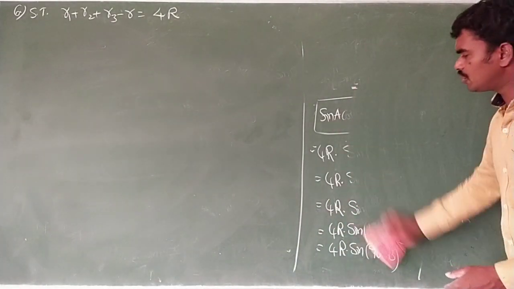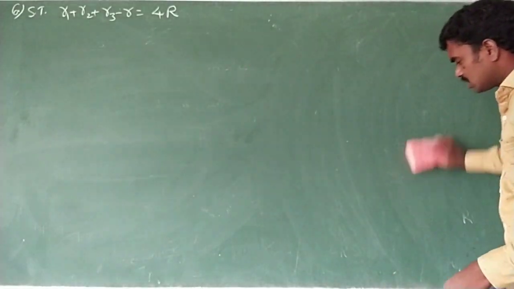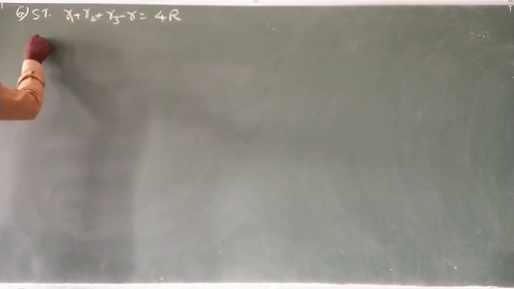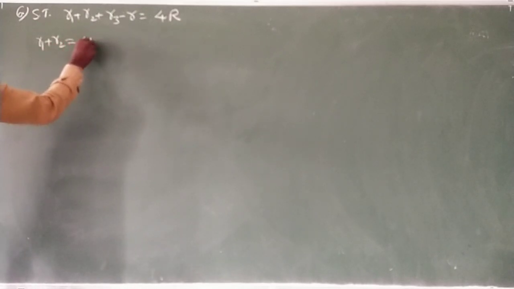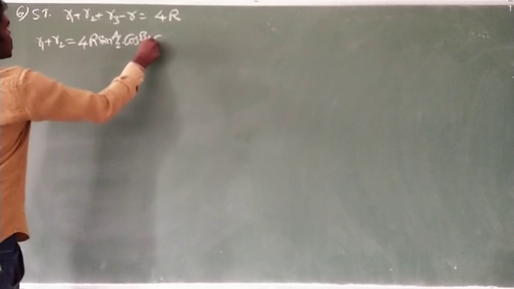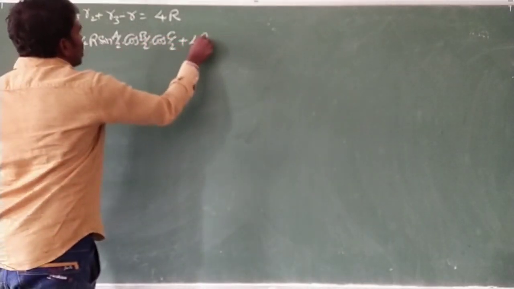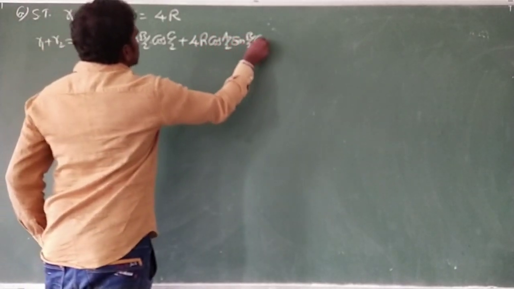If you do not get the second problem, you just watch the sixth problem, because 4, 5, 6 are the same type of questions. Okay, after listening to 4 and 6, then you can do the fifth also. Taking R1 plus R2 first of all. R1 means 4R sin A/2 cos B/2 cos C/2, and plus R2 means 4R cos A/2 sin B/2 cos C/2.